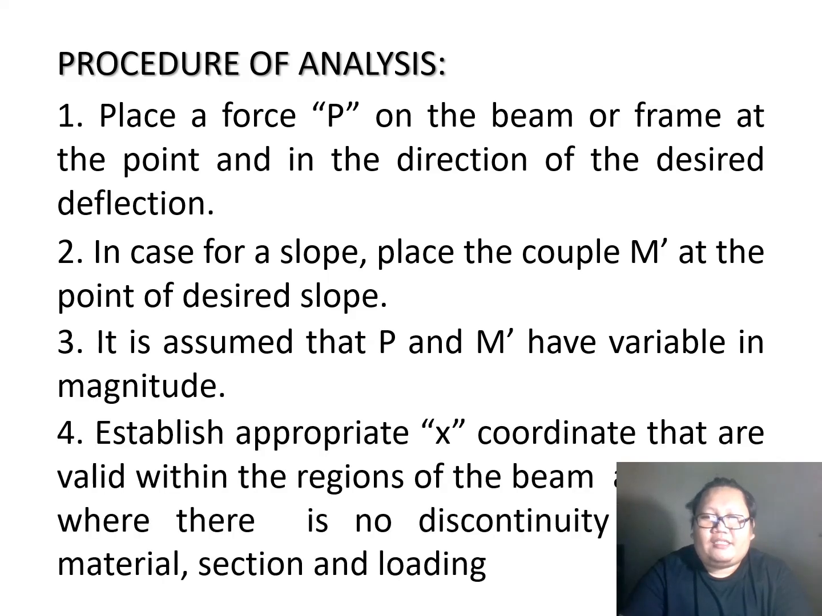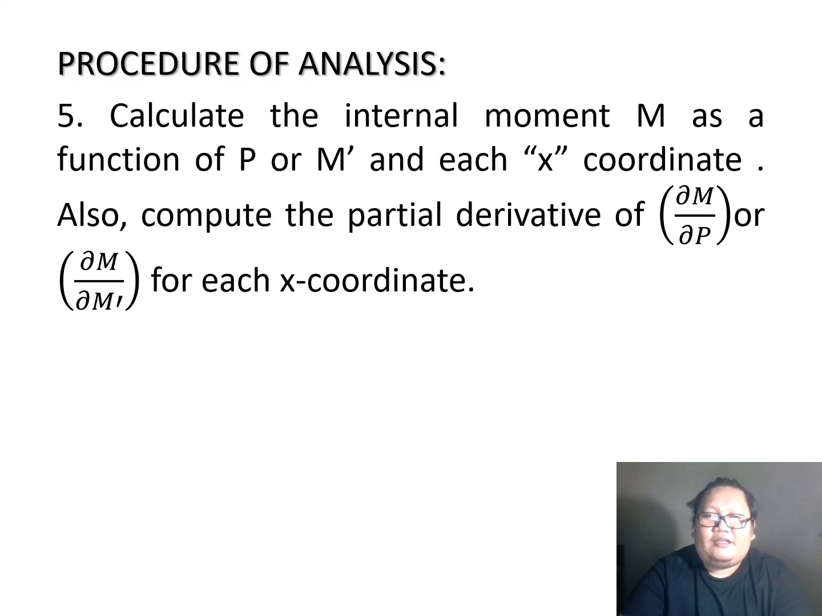Number 4. Establish appropriate x coordinates that are valid within the regions of the beam and frame where there is no discontinuity of the material, section, and loading. Number 5. Calculate the internal moment M as a function of P or M prime and each x coordinate. Also compute the partial derivative of M with respect to P, or the partial derivative of M with respect to M prime, for each x coordinate. Number 6. Set P or M prime equal to 0.